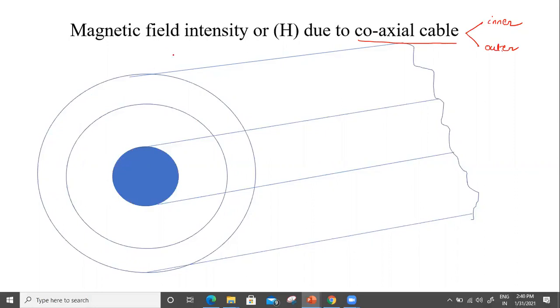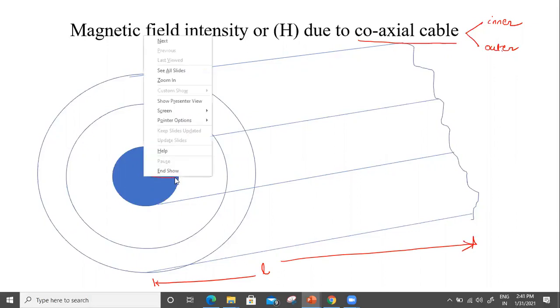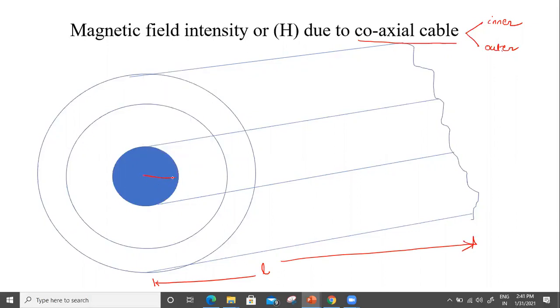In order to find the magnetic field intensity, let us assume some specifications. Let us take the length of the cable as L. This is the length of the cable. The inner conductor radius should be considered as A, and the outer conductor radius should be considered as B. If you want to consider the radius with the thickness, that is B plus T.